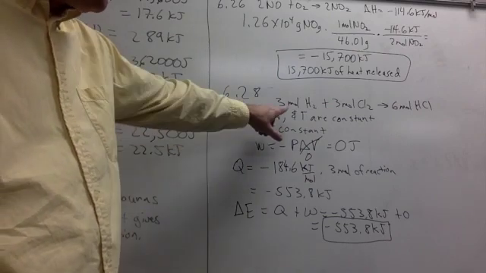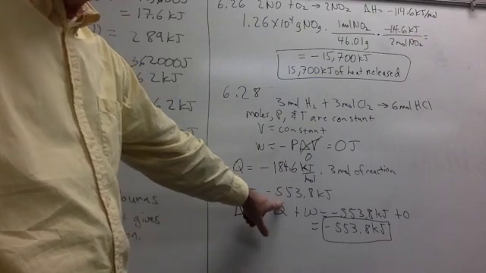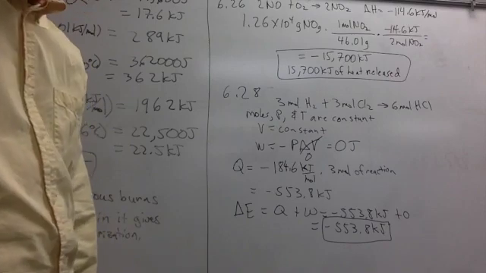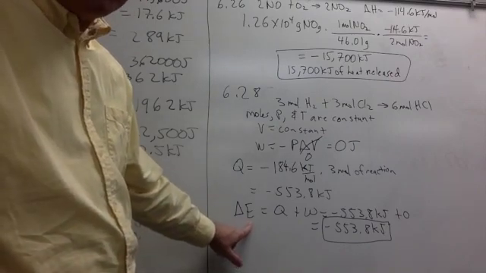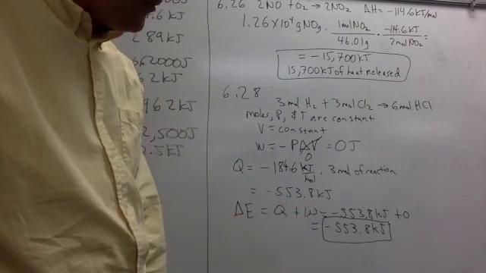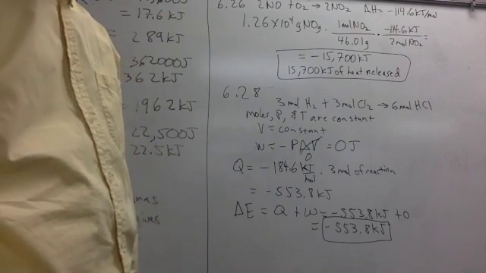So since we're tripling the reaction with 3 moles, I need to multiply that by 3 to get negative 553.8 kilojoules. And then putting the two together, we can find the internal energy change, delta E, to be Q plus W, or negative 553.8 kilojoules plus 0, or negative 553.8 kilojoules.